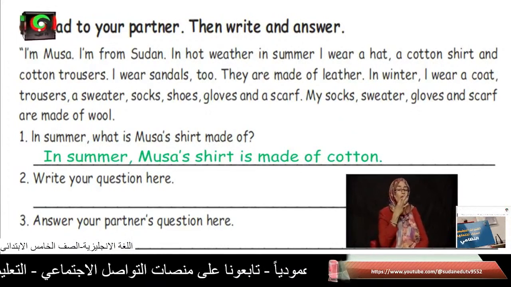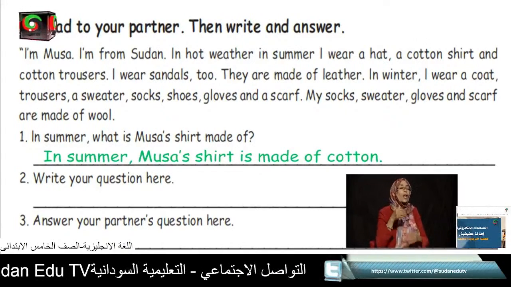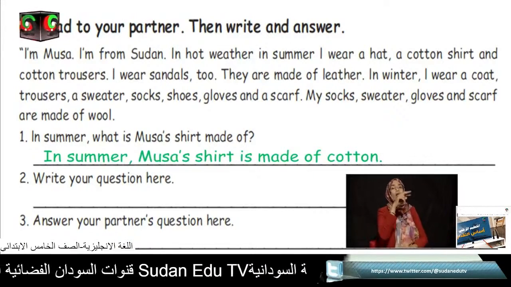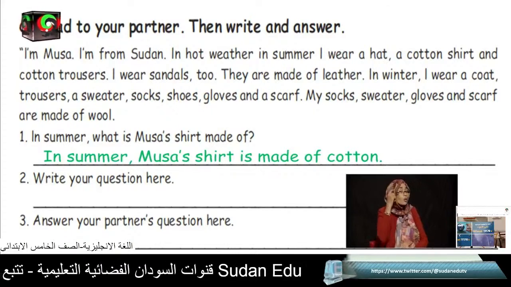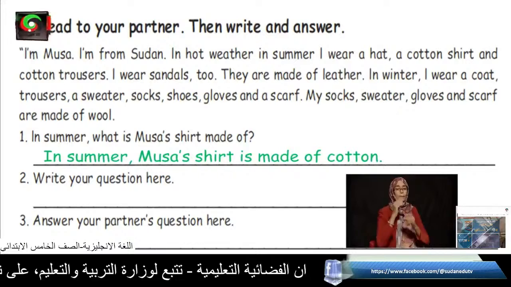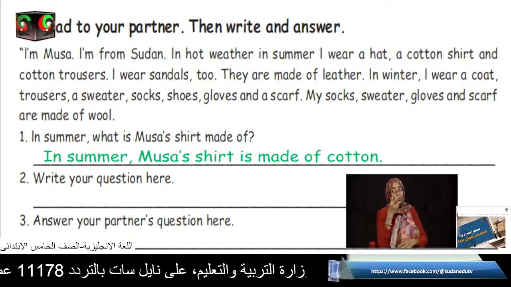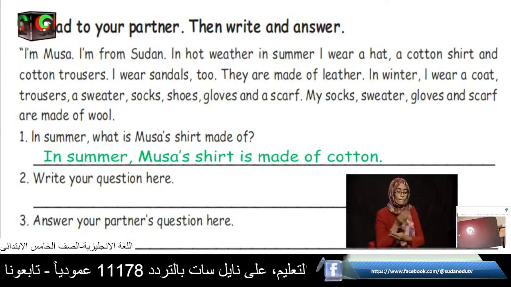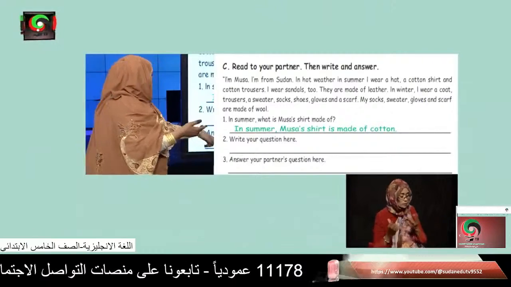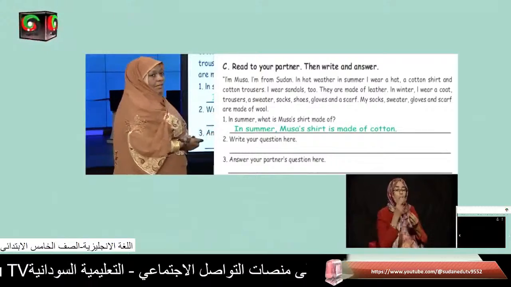Now, as usual, in 2, you find the rubric, write your question here. That means each one is going to prepare a question and then write it down here in 2. From the passage, you look at the sentences and think of a question and then you write it here. After finishing writing the question, you are going to swap your books together. So you are going to read your partner's question. After reading the question, you are going to answer your partner's question in number 3.